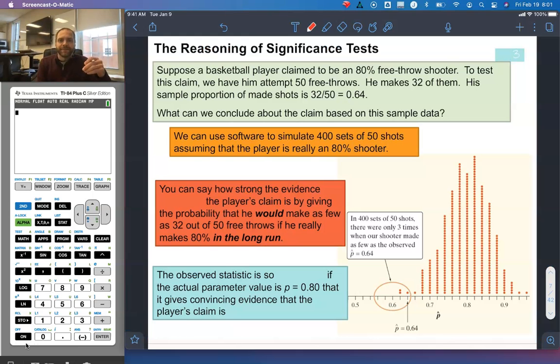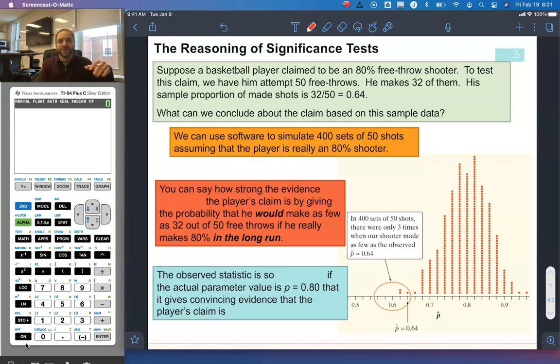Let's use this basketball example to help us out. Suppose a basketball player claims to be an 80% free throw shooter, and we suspect otherwise. We suspect that's not true. So we have him take 50 free throws, and he only makes 32 of them. So in that case, his sample proportion, p hat, equals 32 out of 50, which is p hat equals 0.64. So in this case, the claim is that his null, p, equals 0.80.